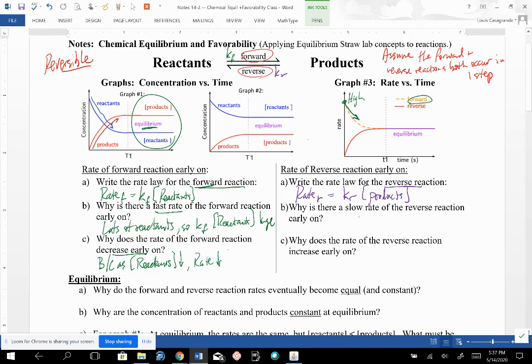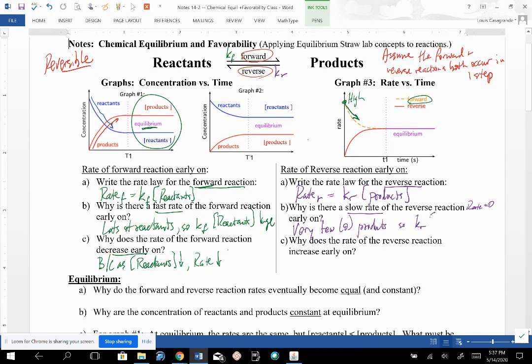So initially there's a slow rate. Actually, there's zero rate. Initially, the rate is equal to 0 for the reverse reaction because there are very few, let's call it 0, products.